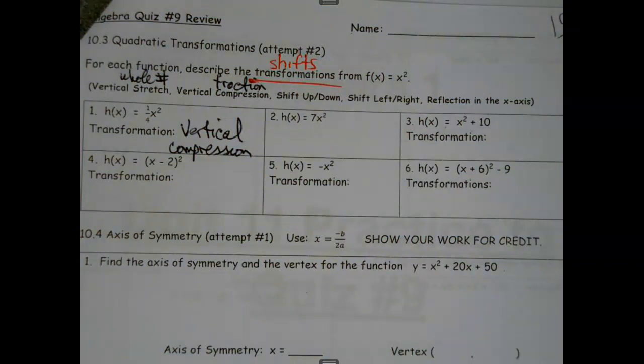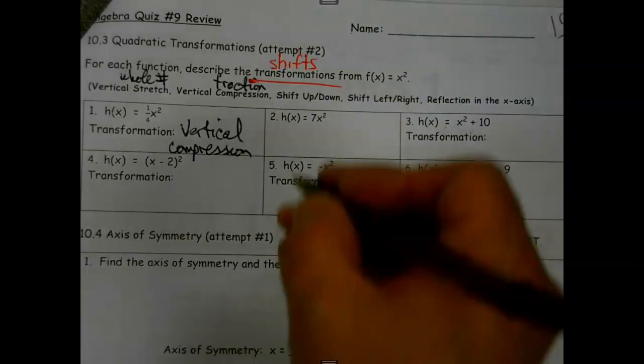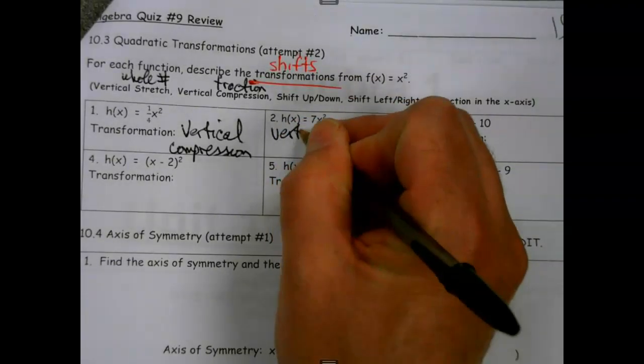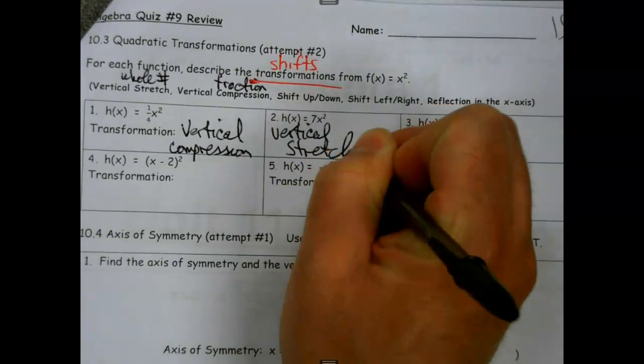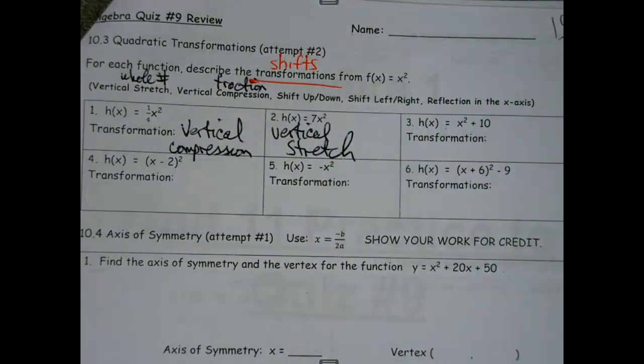So wait, hey, can we put that to use somewhere right away? Ooh. Second one. Number 2. I mean, it's a vertical. Whole number in front. This is going to be a vertical stretch. Okay. Not bad, not bad. Now, I think for the rest of these, I think we're going to be okay.